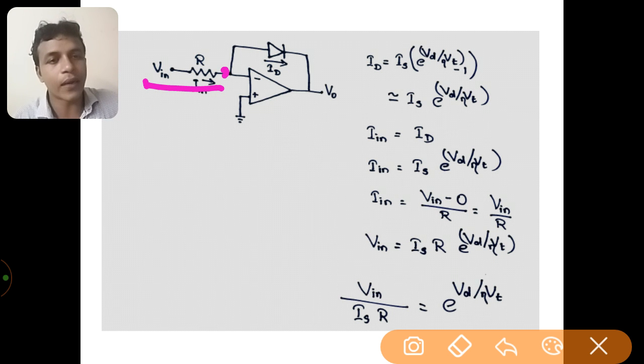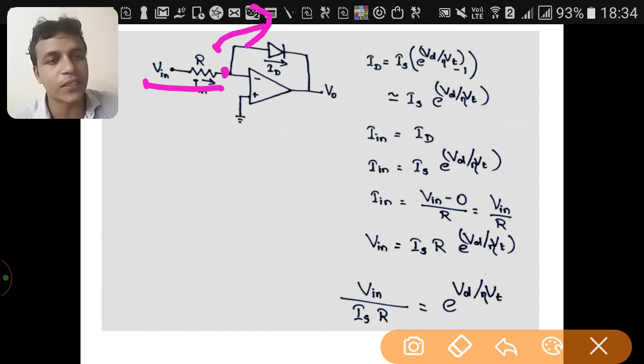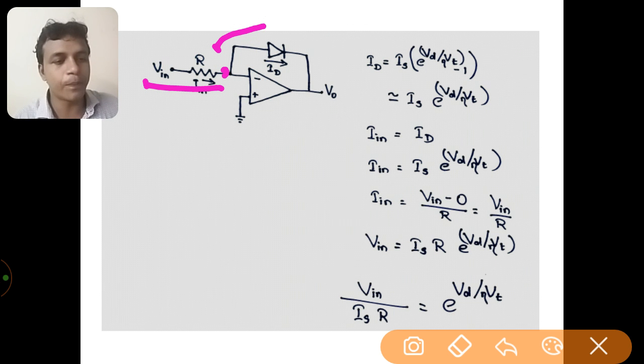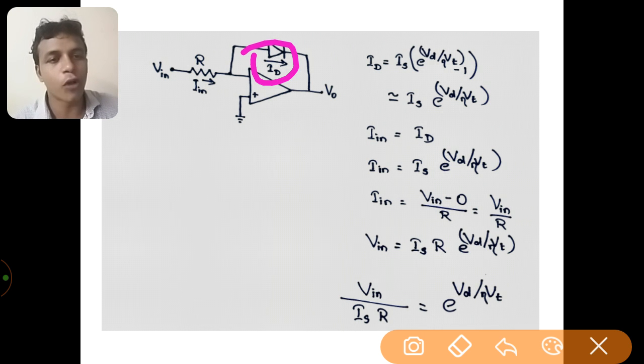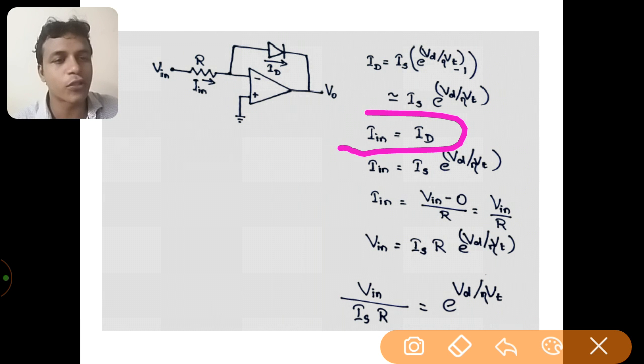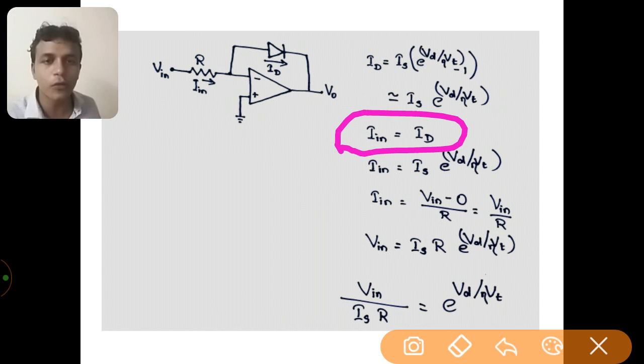So whatever current is generated by Vin, all of Iin enters this feedback branch and passes through the PN junction diode. The current passing through the PN junction diode is termed ID. Since Iin is passing through the diode and the current through the diode is ID, we conclude that Iin is equal to ID. The input current is equal to the current passing through the diode.